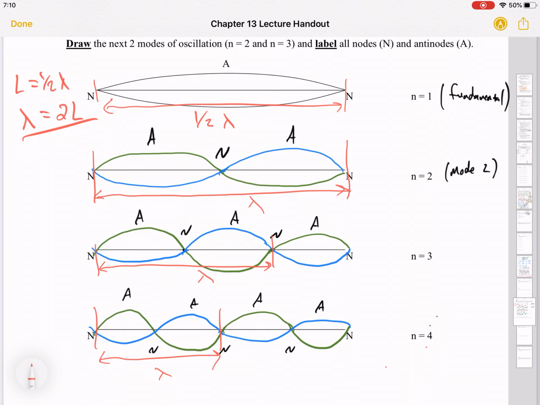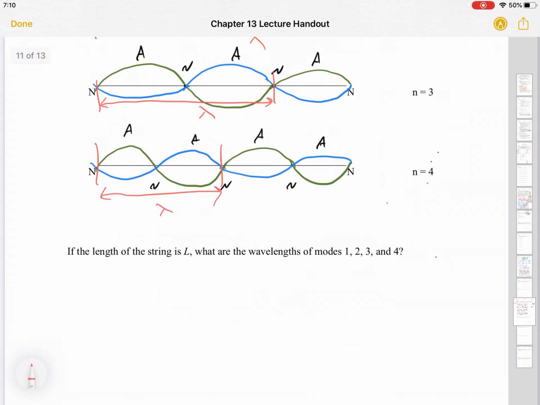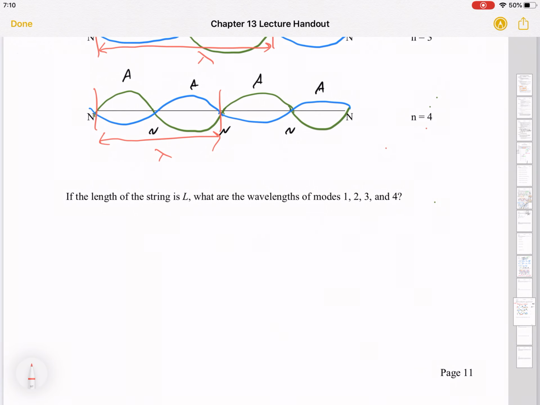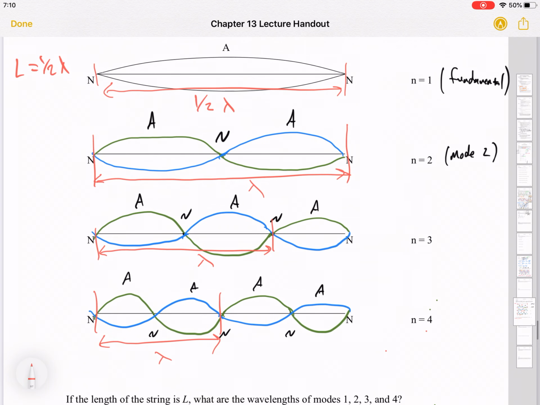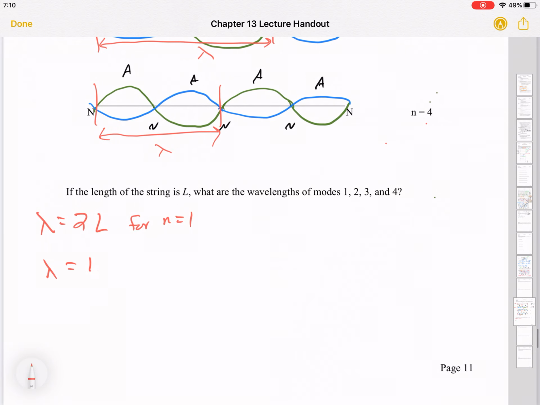And for the second mode, L equals half lambda. So I'm going to bring that down here and write lambda equals 2L for n equals 1. And here, lambda equals L. That's pretty straightforward. So then lambda equals L for n equals 2.